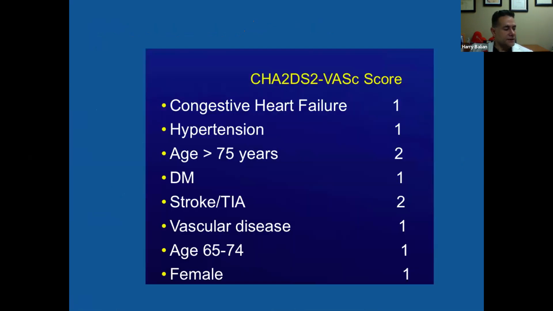So for the Watchman device, I want to emphasize this CHA2DS2-VASc score. This is very, very important to objectively quantitate the stroke risk per patient. Each of these, if the patient has them, gets a point. CHF, hypertension. If they are older than 75, they get 2 points. Diabetes, if they've had a prior stroke, they get 2 points. Vascular disease, age between 65 to 74, 1 point, and female sex.